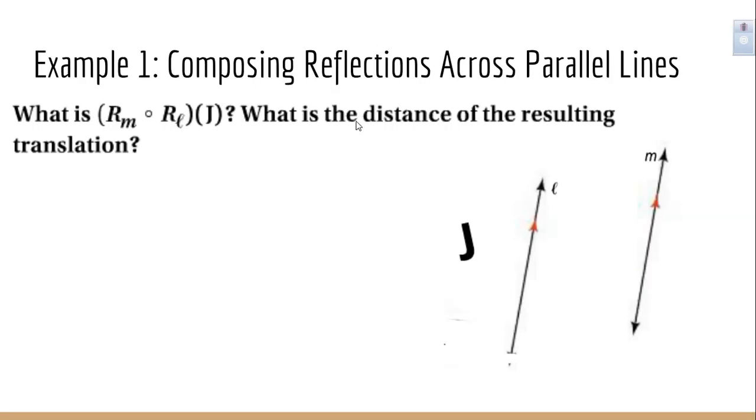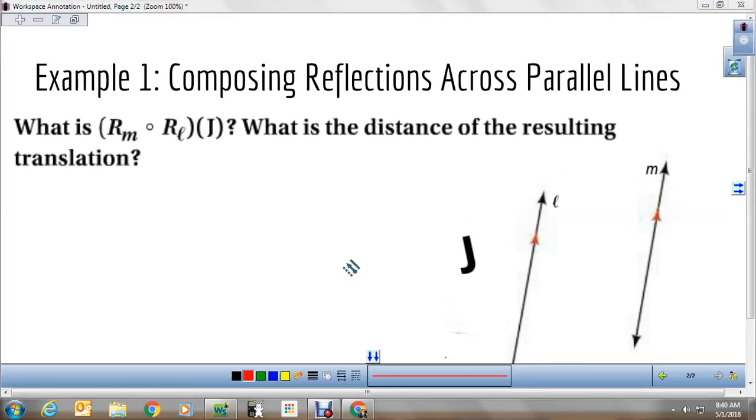So let's look at example 1. Composing reflections across parallel lines. What is the reflection of line M of the reflection of line L of J? And it says, what is the distance of the resulting translation? To make this a little bit easier, we're going to draw a line starting from point J and draw it across so it's somewhat perpendicular to this. This line just helps us keep everything straight. Now I'm going to label these points as we start to do this, and it doesn't have to be perfect.